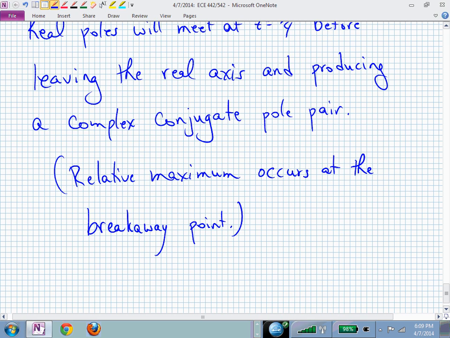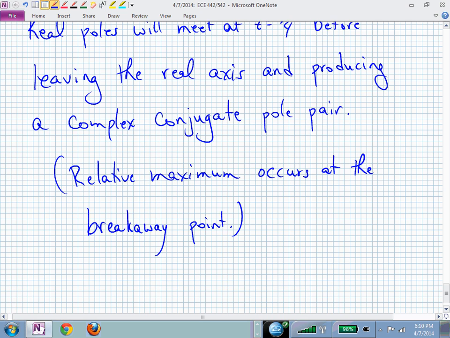And sometimes we have the opposite. Sometimes they come back together and they collide at the real line, we call that a re-entry point, and that would be a relative minimum. But this is a relative maximum where they break away and they leave the real line. We can also have the opposite where they're now out there as complex conjugates and they come back in. That's now a re-entry point, and that's going to happen at a relative minimum, not a relative maximum of the gain k.